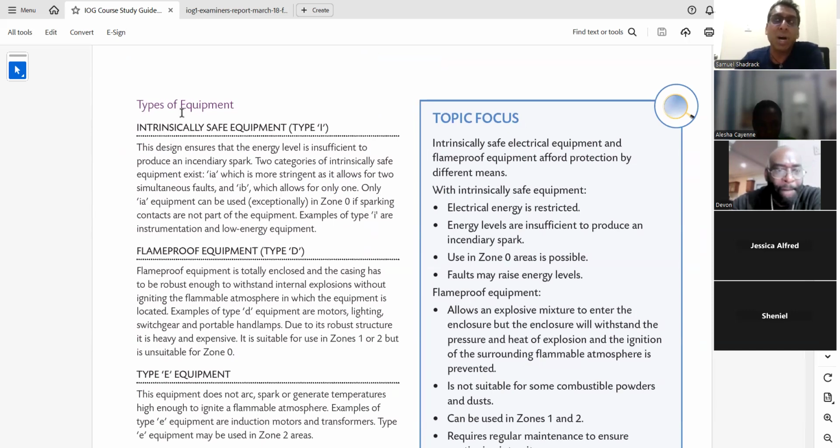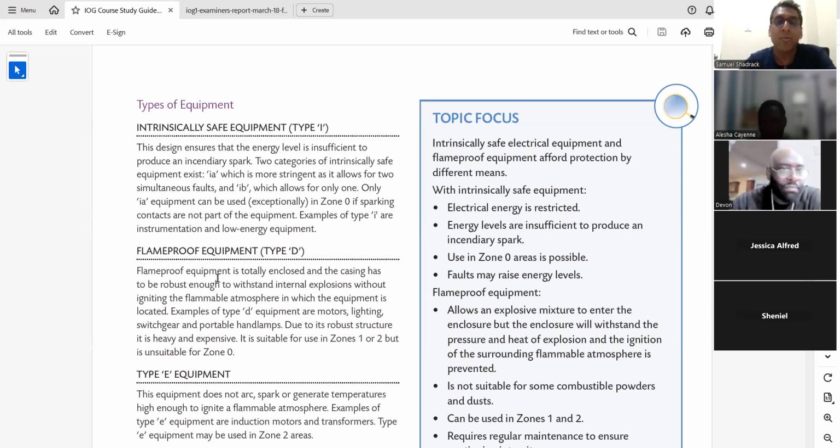So if somebody is using a screwdriver, right? You could use tools then that would not create a spark. You see that it's like a type E equipment. Type E equipment would not create a spark, right? Type D is flame proof. I cannot tell you everything, read it up for yourself. And then type I are those that are intrinsically safe, right?